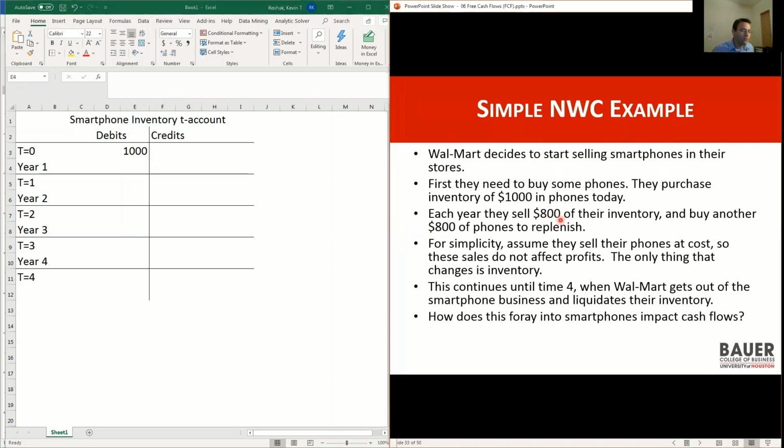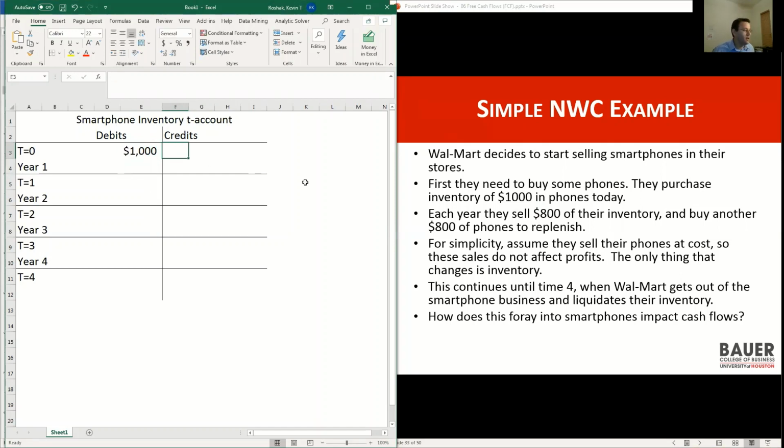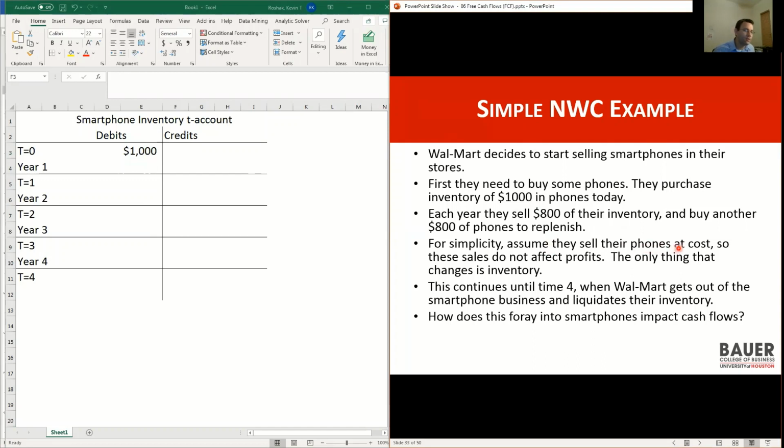Every year, what they're going to do is sell $800 worth of those phones, $1,000 to begin with. So these are in dollar terms. Every year they're going to sell 800, and then they're just going to buy another $800 worth of phones to replenish them. Again, we're selling the phones at cost so that there's no profit effect. EBIT is 0. We can just focus on the net working capital.